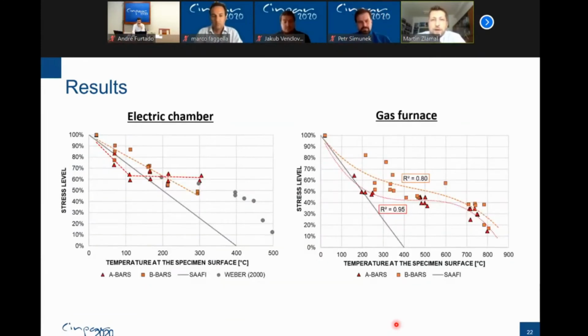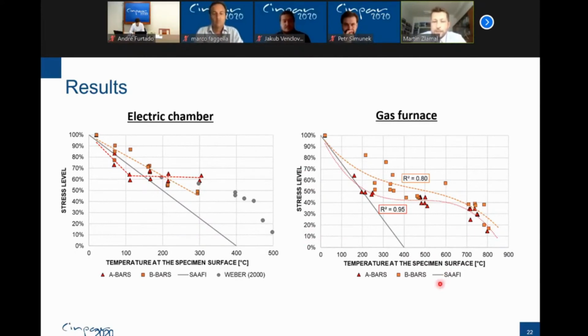I got also the diagrams which show us the results of our experiment. On the left side, we got the results from an electric chamber. We may observe that the maximum temperature here is 300 degrees, and we use it for load levels greater than 50% of the tensile strength. So we obtain the first part of the results, and we suppose that these results are without influence of creep, as I said, because we first applied the temperature and then we applied the loading. The second part of the results is from a gas furnace. So we start at the load level 60% and we go down to approximately 15%.